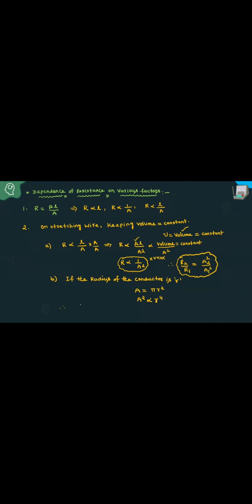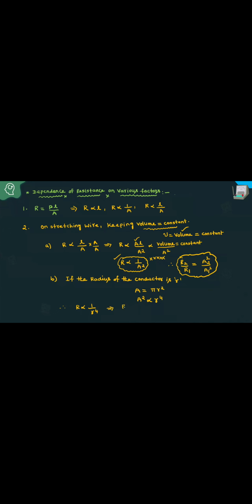Then from this, what can you write, friends? R is proportional to 1 by r to the power of 4. That means all these observations are at a constant volume. If volume is constant, resistance is inversely proportional to the square of the area, and resistance is inversely proportional to r to the power of 4.